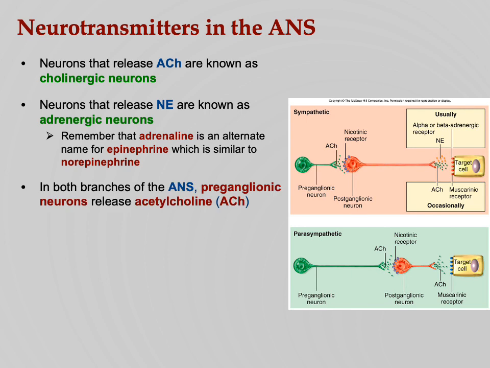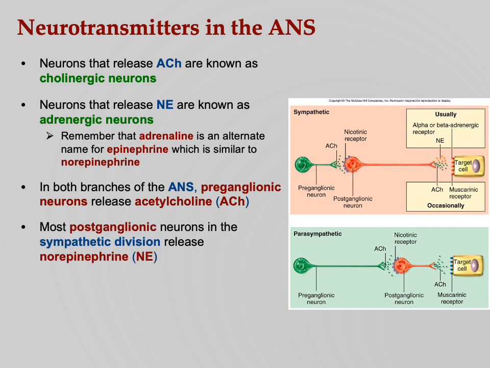In both branches of the ANS, really divisions, I should say, preganglionic neurons release acetylcholine. So at the ganglion, it's acetylcholine in both cases, sympathetic and parasympathetic. And as a result, we don't really care. That's really not an important factor then, because it's the same for both. It's going to be at the organ where things are different, and that's where we're going to care.